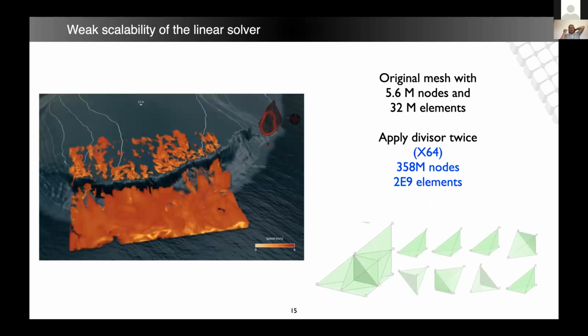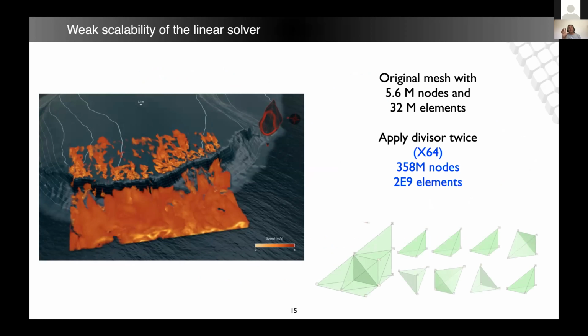So where have we tested this? We have tested this in a real wind problem. This is the balloon benchmark. It's kind of a cliff where you have the incoming wind. And so we will do a weak scalability study, which is perhaps the most important thing for a linear algebra package. And we start with a mesh with 32 million elements, and we apply an automatic mesh subdivisor.